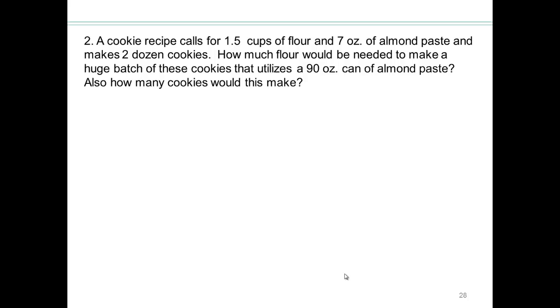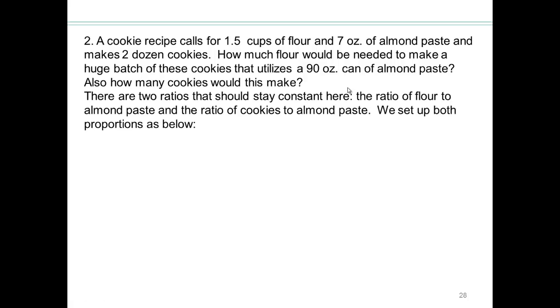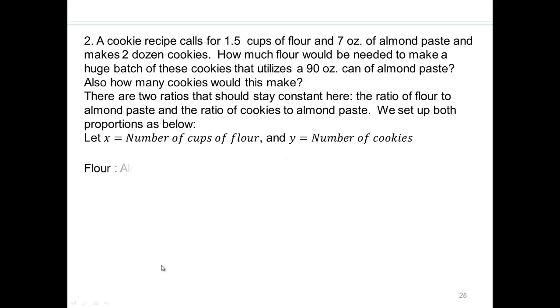All right, take a look. A cookie recipe calls for 1½ cups of flour, 7 ounces of almond paste, and makes 2 dozen cookies. How much flour would be needed to make a huge batch of these cookies that utilizes a 90-ounce can of almond paste? Also, how many cookies would this make? So let's see how we can figure this out. There are two ratios here, so we're going to set them up both. So take a look. Let x be the number of cups of flour, and let y represent the number of cookies.